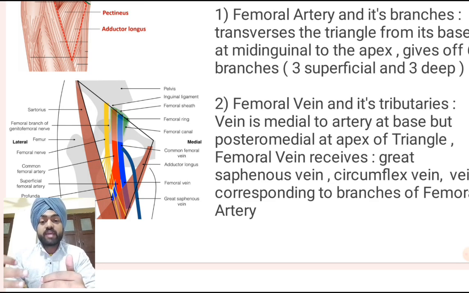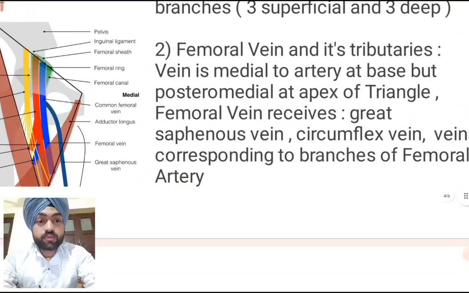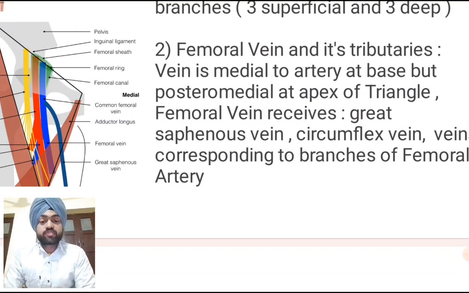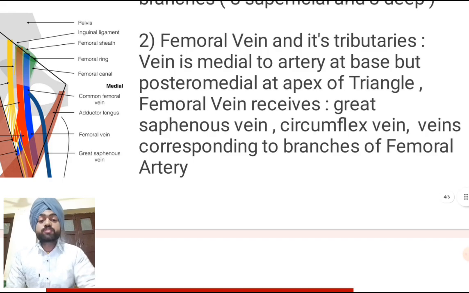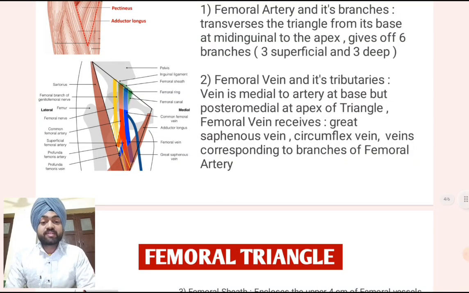The femoral triangle can be asked in a short note as well as a long answer question, so you've got to understand the contents in detail. Posteromedially at the apex of the triangle, the femoral vein receives the great saphenous vein and the circumflex veins corresponding to the branches of the femoral artery. It receives tons of veins.